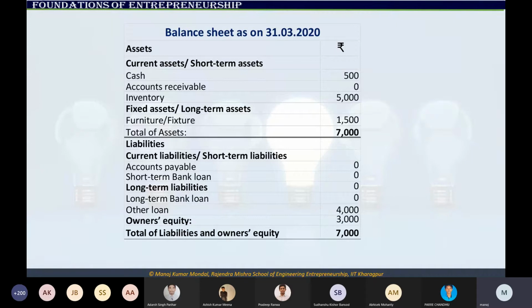Where have you applied that money? Number one, you are maintaining cash of 500 rupees. You look into your cash box, count the cash, and find that there are 500 rupees there. Accounts receivable is yet to come because business has not yet started. Inventory, you have already bought pens, papers, etc., worth 5,000 rupees. Furniture and fixtures, you have already bought the chair, the counter, the table, the rack. So total is 7,000. You have 7,000 rupees of money and you have already invested that in the form of infrastructure and current assets, including cash.